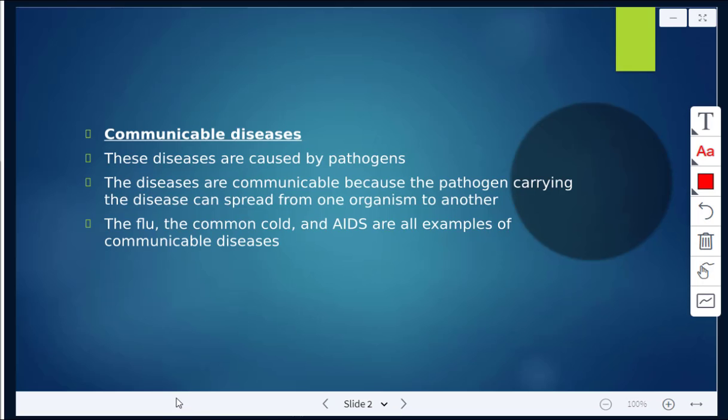So communicable diseases, these are diseases that are caused by pathogens, and when we say they're communicable, it means that the pathogen carrying the disease can spread from one organism to another. So examples are the flu, the common cold, and AIDS. They are all examples of communicable diseases. Again, it's because they can be spread from one organism to another.